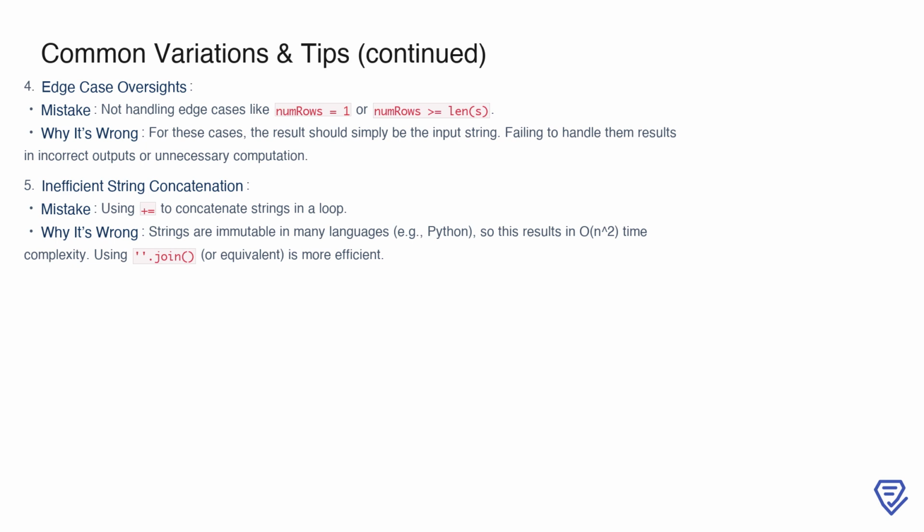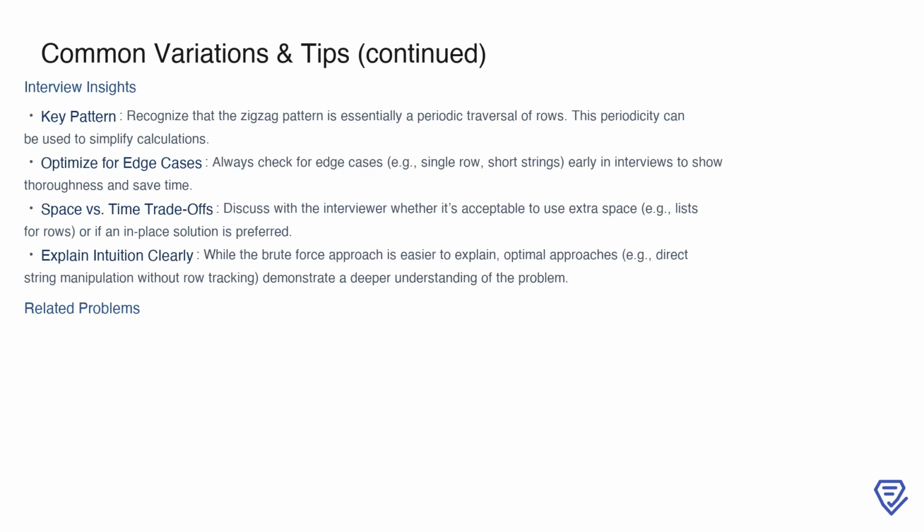performance and maintain scalability. In interviews, there are a few key insights to keep in mind for this problem. First, it's important to recognize that the zigzag pattern relies on periodic traversal of rows, and this periodicity can simplify your calculations when implemented correctly. Showing that you understand this pattern is a good way to demonstrate problem comprehension. Equally important is being proactive about edge cases, such as single rows or very short strings. Addressing these upfront not only ensures the correctness of your solution but also signals to the interviewer that you're thorough and efficient in your problem-solving approach.